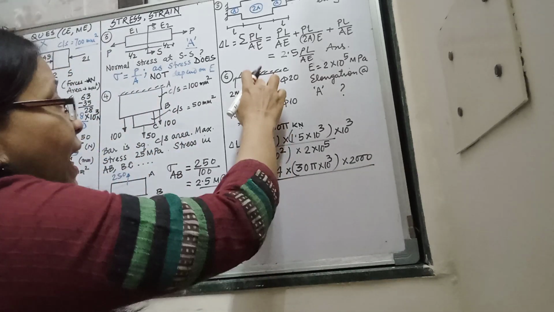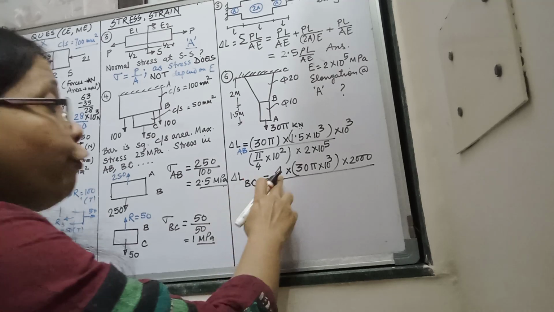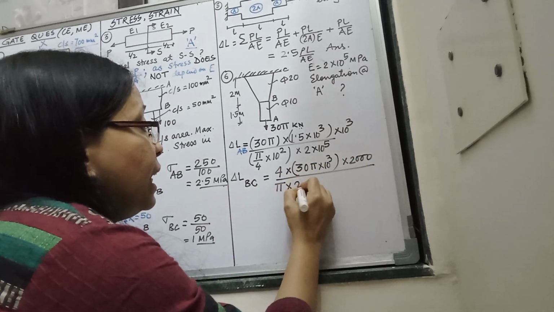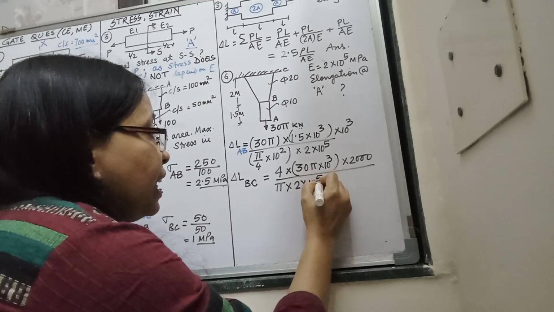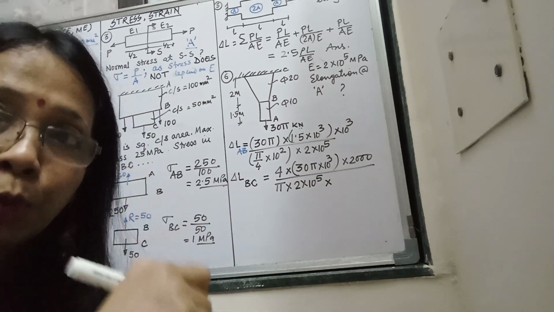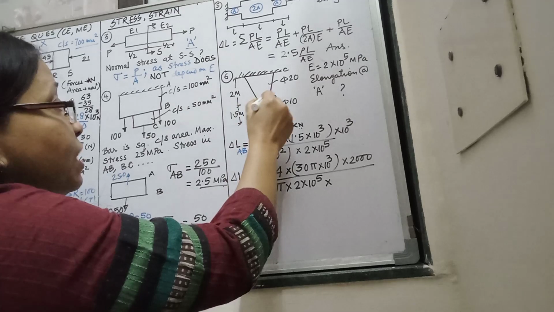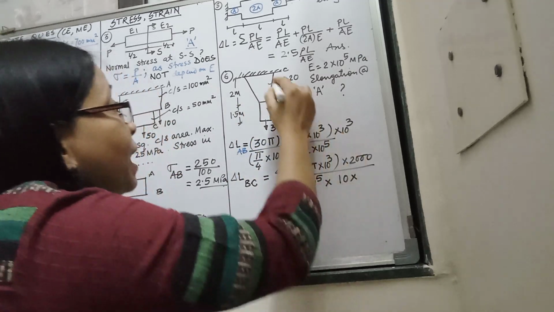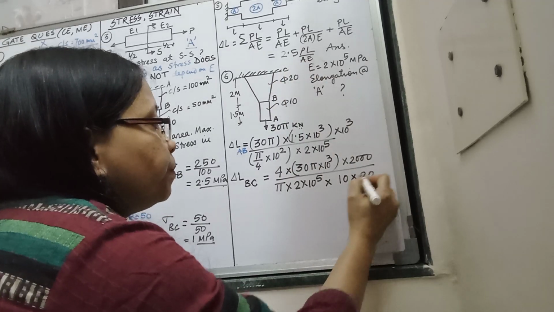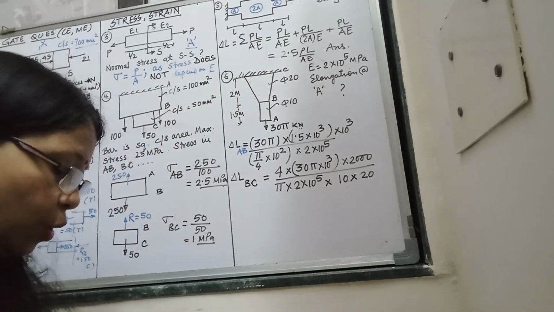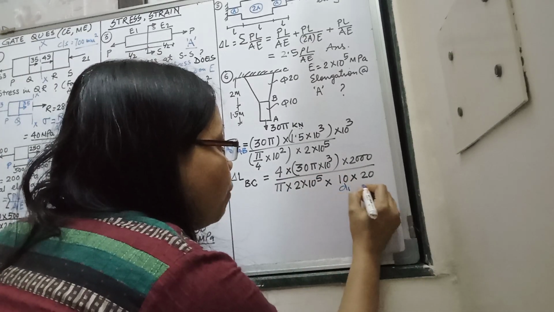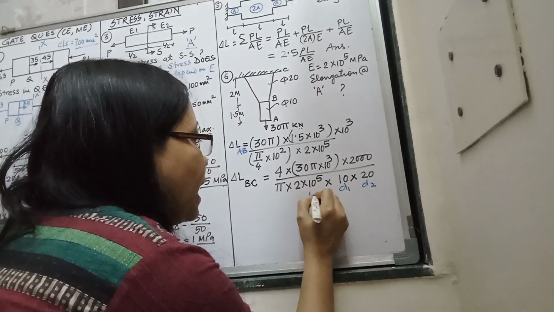Now what will be A. ये पार्ट का देखो नहीं, 4PL divided by pi E. इधर एरिया नहीं है, इधर क्या है? d1 d2. See the formula. So what is d1? ये पार्ट का डायमीटर कितना है? d1 is 10. ये पार्ट का डायमीटर कितना है? 20. Have you understood or not? Please let me know in the comment box. This is d1 d2. This is pi E.